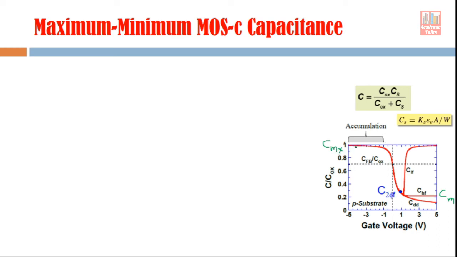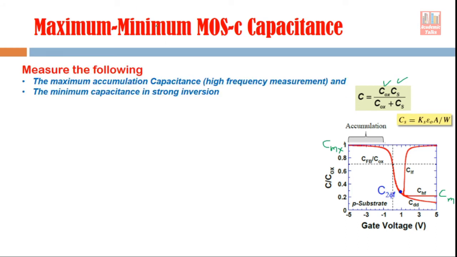See, this is the maximum capacitance and this is the minimum capacitance. You already know how we got this formula, because these two capacitances, the oxide capacitance and the semiconductor capacitance, are in series, and that's why the net capacitance is given by this formula, and the formula for the semiconductor capacitance is given by this. These formulas you have seen in the earlier slide. Now, if we want to use this data for finding the carrier concentration, we have to measure only these two things.